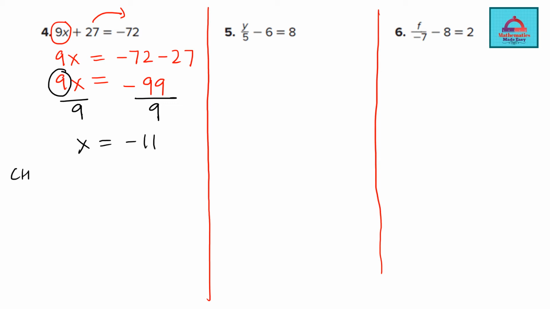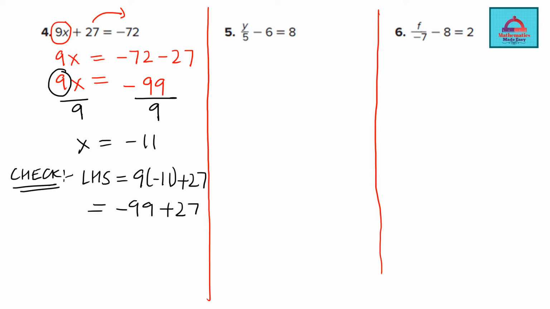So you can check your answer by substituting back in the equation. So the left hand side is 9 times minus 11 plus 27, which is minus 99 plus 27, which is minus 72, which is equal to the right side. So both sides are equal, therefore our answer is correct.